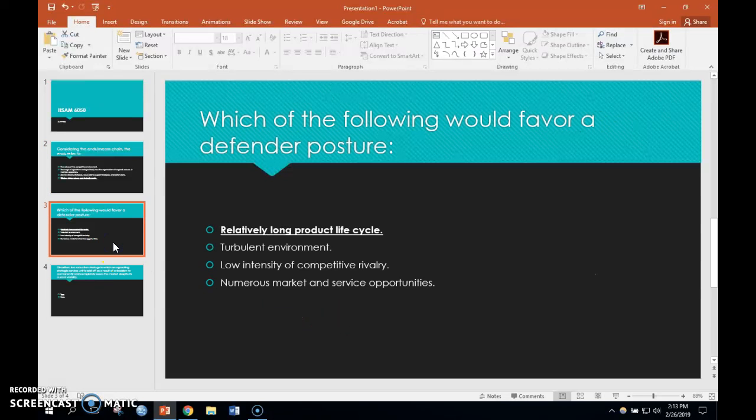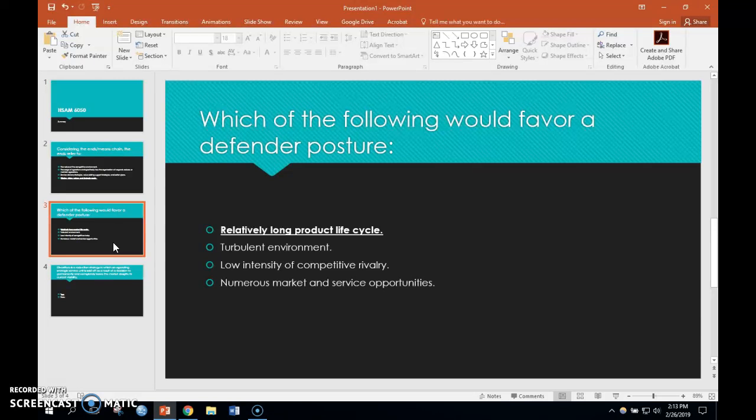Next one, which of the following would favor a defender posture? So a defender posture is really when you have an organization that is stable, a very stable organization. They're not necessarily out there looking for new growth opportunities. They're not adjusting technologies. They're not adjusting strategies. They're very focused on making their own operation efficient in what it is that they do. So of our options here, the one that makes most sense with that type of an organization is having a relatively long product life cycle, because we're not making change.